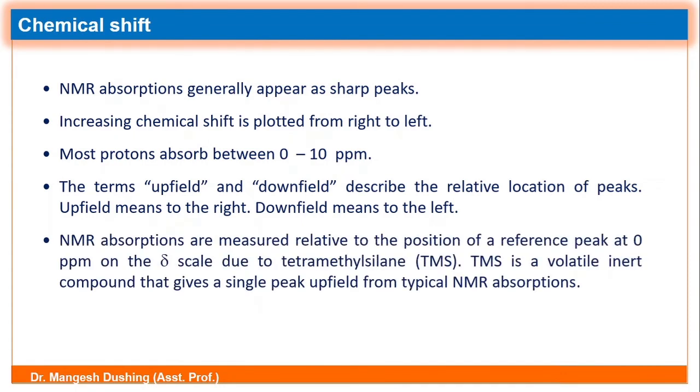NMR absorptions are measured relative to the position of a reference peak at 0 ppm on the delta scale, due to tetramethylsilane, that is TMS. This TMS is a volatile, inert compound that gives a single sharp peak for the 12 hydrogens, upfield from the typical NMR absorption. So TMS absorbs towards the upfield, while all the organic compounds absorb towards the downfield as compared to TMS.